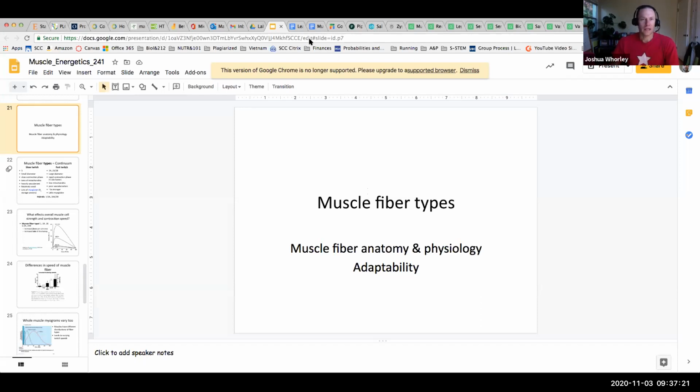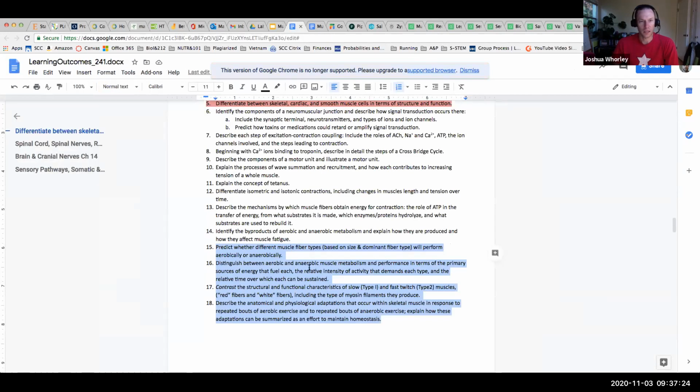So this is going to cover the last set of outcomes in our learning outcomes here, basically 15 through 18, right? So hopefully by the end of this lecture, you'll be able to predict whether different muscle fiber types are going to behave primarily aerobically or anaerobically based on their anatomy, that you'll be able to distinguish between the primary type of metabolism that they perform, again, based on their anatomy, which type of molecules they'll be using to make fuel, and during what type of activity or what intensity of activity they're going to be most active.